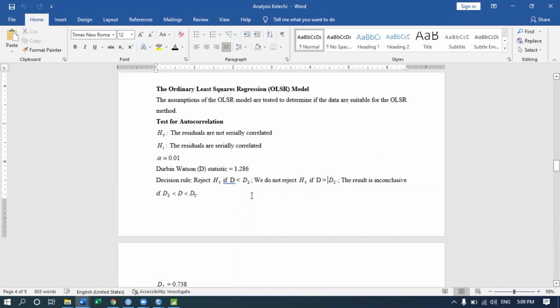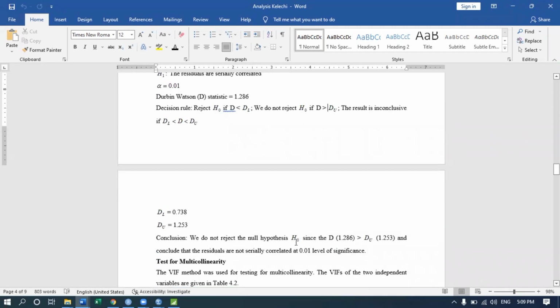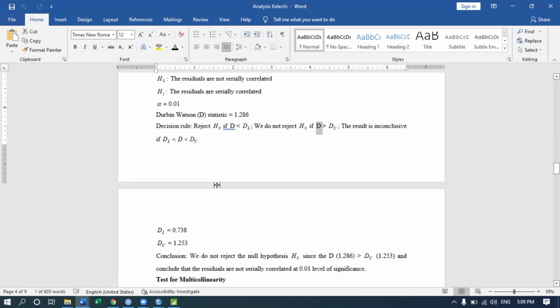So I've been able to write it in words. I'm showing different ways of interpreting it. You can write it this way, or another way is writing it in words without stating H0, H1; you just write it like a sentence. Then you state your decision. So in this case, we are not rejecting H0, since the Durbin-Watson statistic is greater than the upper limit. So this is how to interpret for autocorrelation.